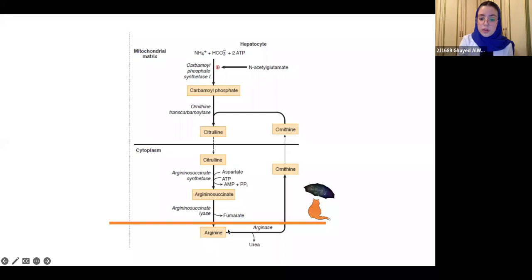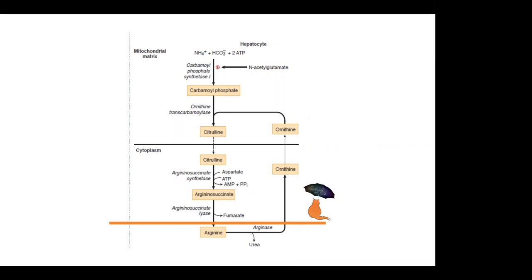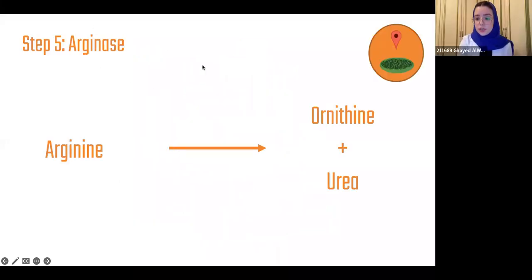So when arginine is broken down, right, we get two things. We get urea, which is excreted in urine, and we also get ornithine. And because this ornithine is actually needed in the second step, it's needed in the matrix, what's going to happen is the ornithine will go from the cytoplasm back into the mitochondrial matrix and enter this reaction again. So it's going to be used within the cycle. Does that make sense? Okay. And the enzyme again is arginase.